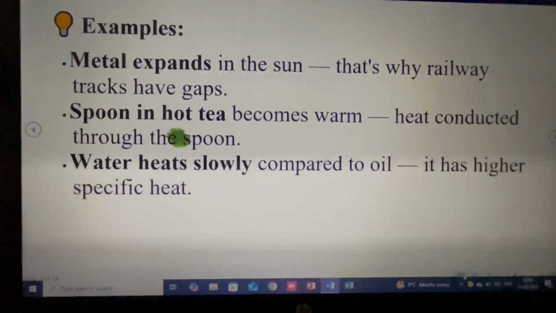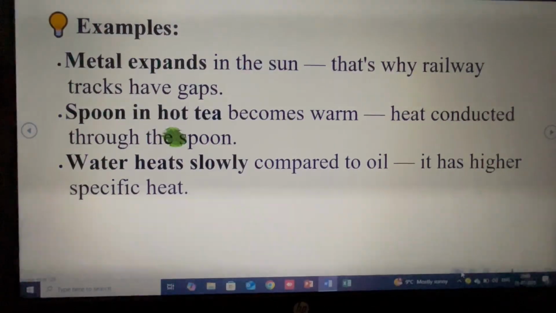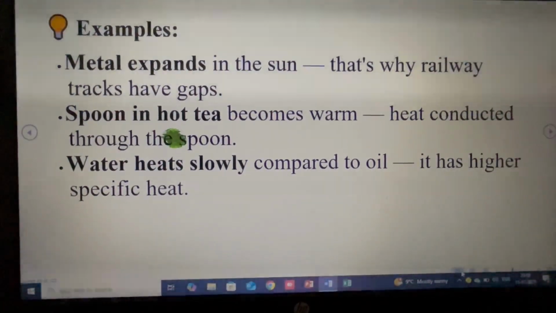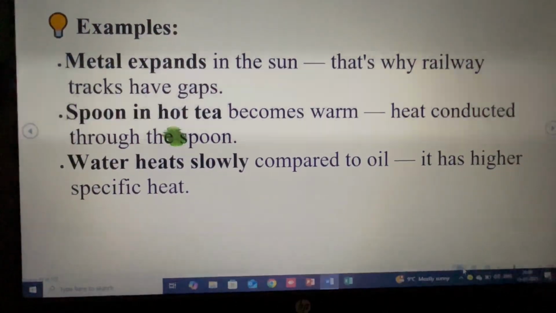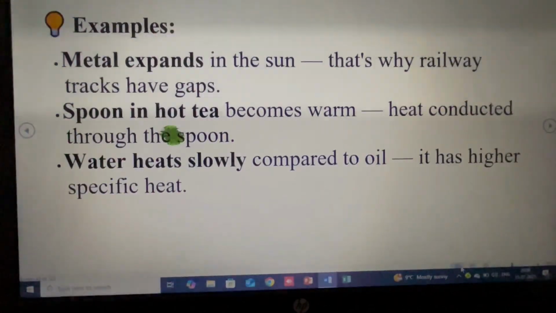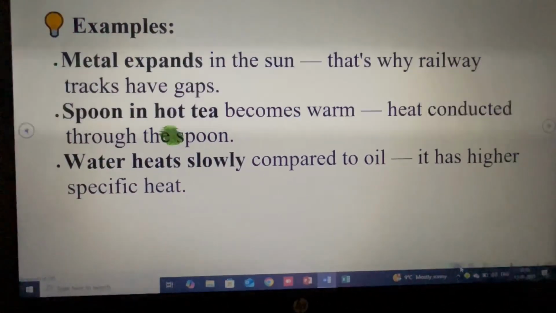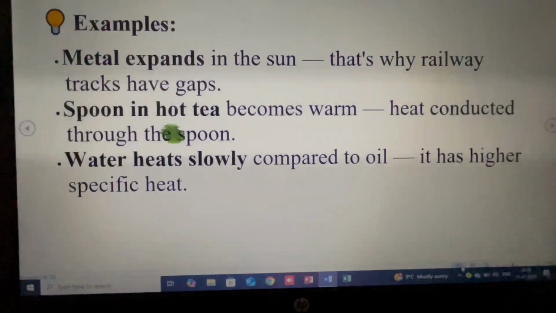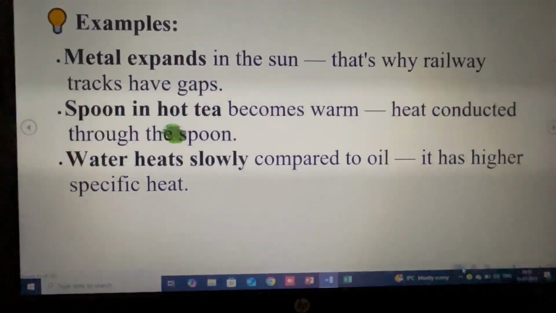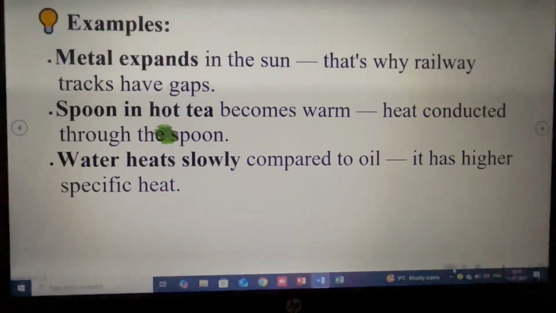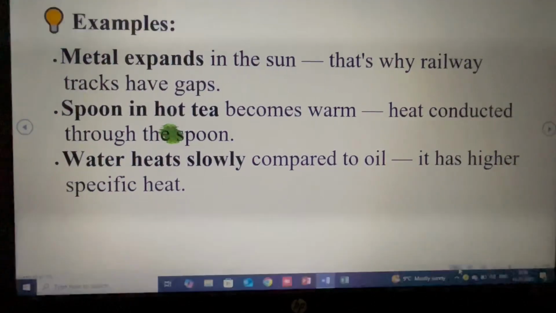For example, metal expands in the sun. That's why railway tracks have gaps. A spoon in hot tea becomes warm, heat is conducted through the spoon. Water heats slowly compared to oil. It has higher specific heat.